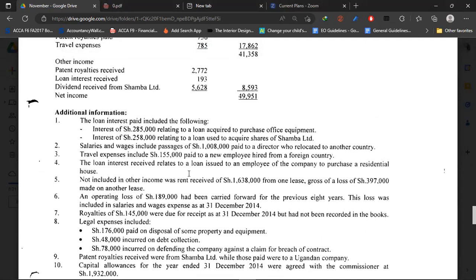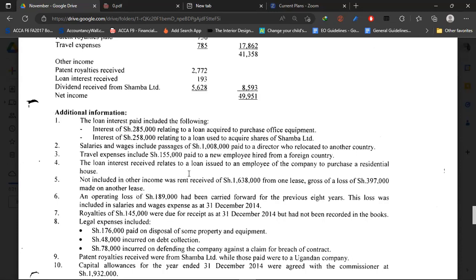The loan interest paid included the following: number 1, interest of 285,000 relating to a loan acquired to purchase office equipment. Number 2, interest of 258,000 relating to a loan used to acquire shares of Shamba Limited. Number 3, salaries and wages include passages of 1.008 million paid to a director who relocated to another country. Travel expenses include 155,000 paid to a new employee hired from a foreign country. The loan interest received relates to a loan issued to an employee of the company to purchase a residential house.